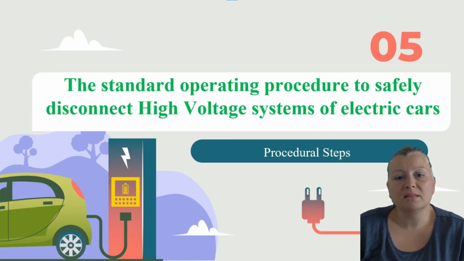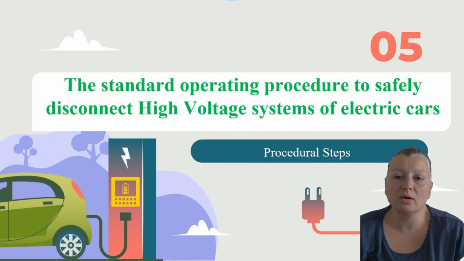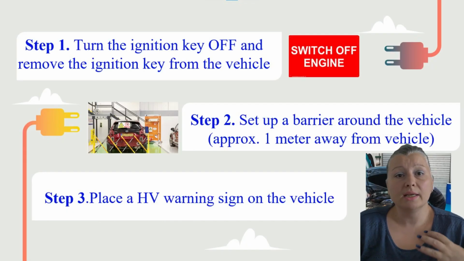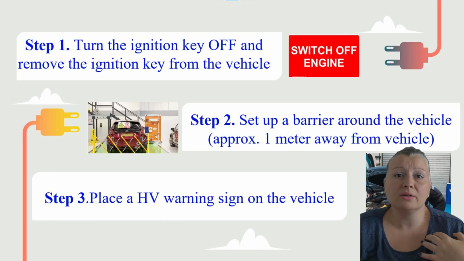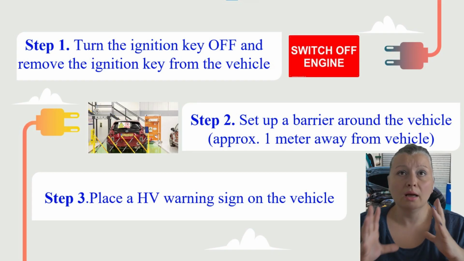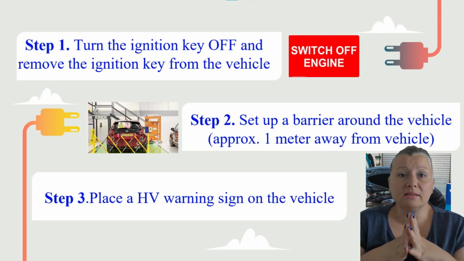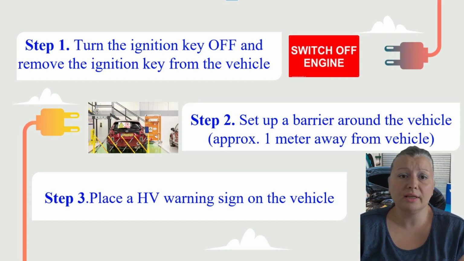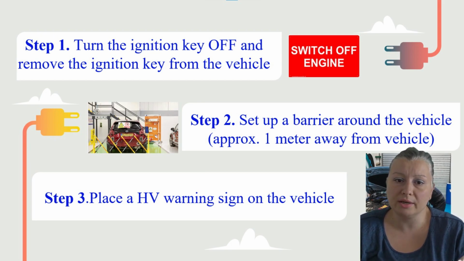Section 5. The standard operating procedure to safely disconnect high voltage systems on electric car. So, in order to be safe when intervening upon an electric vehicle, we have to be able to disconnect the entire high voltage system upon the car. Then we can safely, surely handle any other component of an electric car. Step 1. Turn the ignition key off and remove the ignition key from the vehicle.